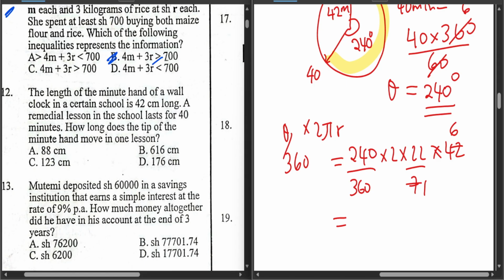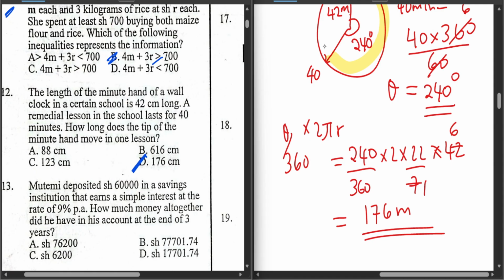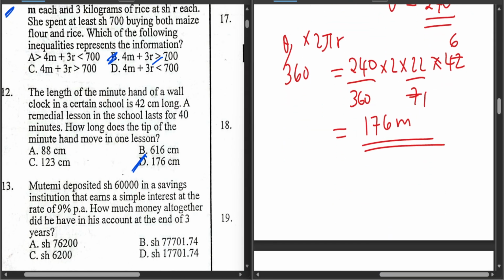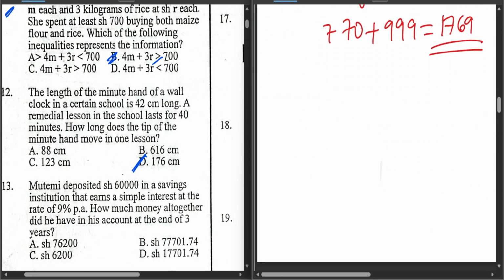Okay, let's see how much our answer is. Times 2 times that is going to give us 176. And that is the answer. How long does the tip of the minute hand move in one lesson? So it gives you 176 centimeters. I just wrote it as meters, but it's supposed to be centimeters. So that's the answer to this question.